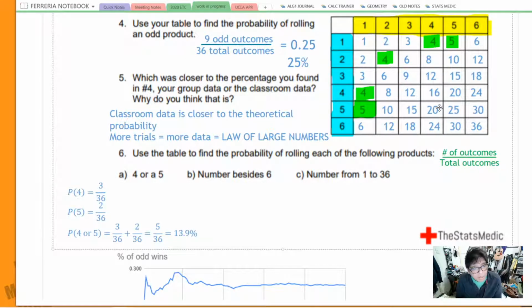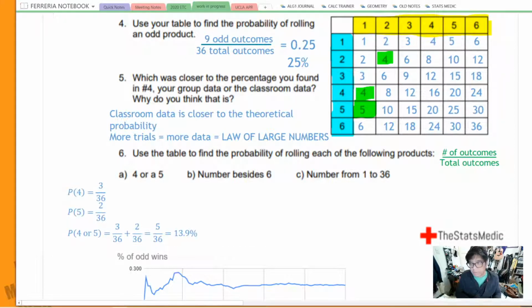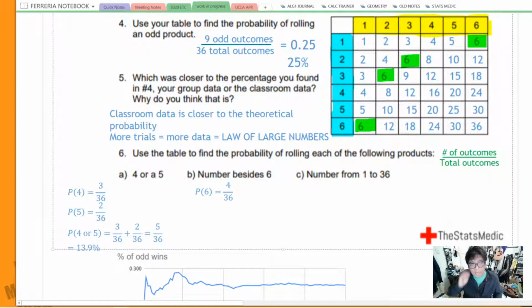Okay, how about a number besides 6? Well, there's a lot of outcomes here that are not a 6, but there are only a few outcomes that are 6s. Let's see, the 6 outcomes are this one, this one, this one, and this one. So right now we can say the probability of a 6 is 4 out of 36.